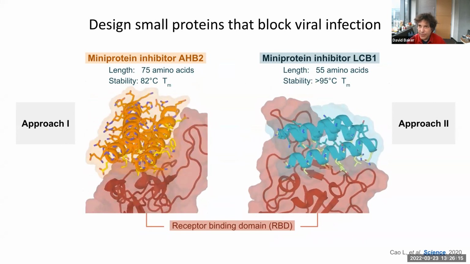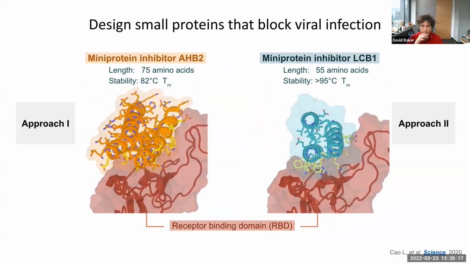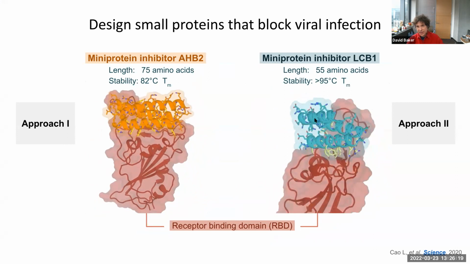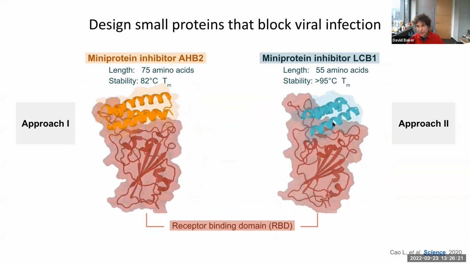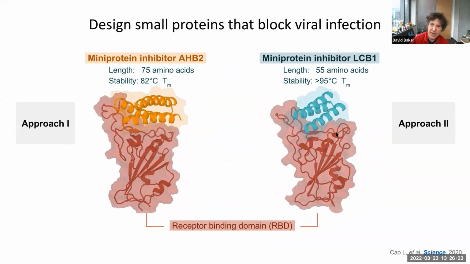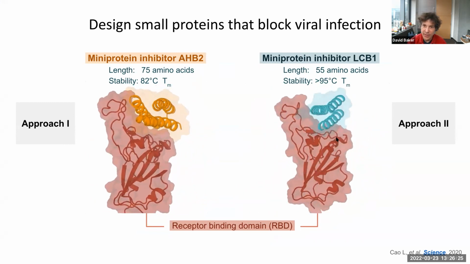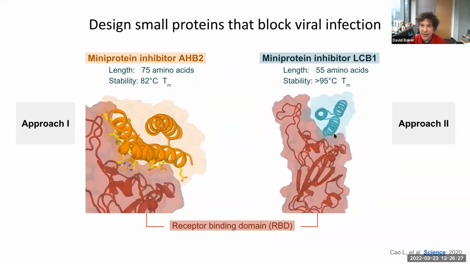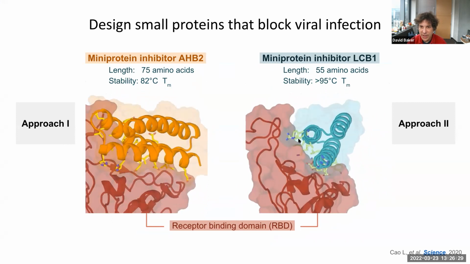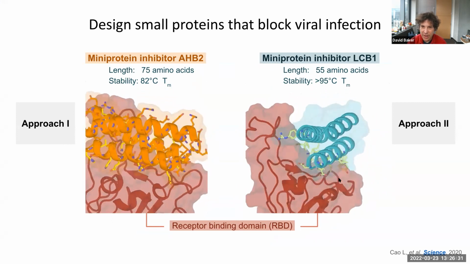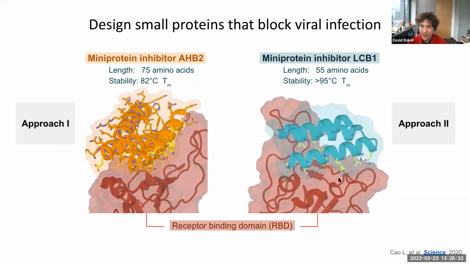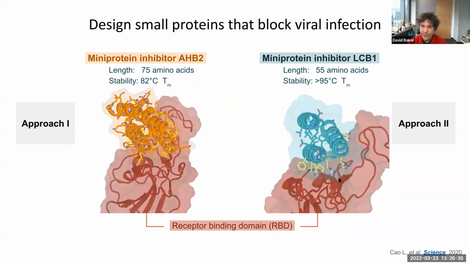Examples of what comes out from this are shown here. On the right, you see a small protein. It's 55 amino acids. Turns out when we made it in the lab, it doesn't melt at 95 degrees. And you can see it makes these really shape and chemically complementary interactions with the virus.